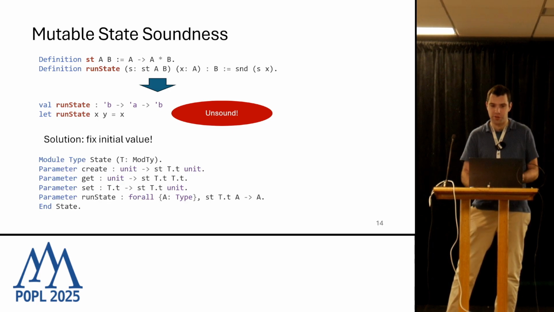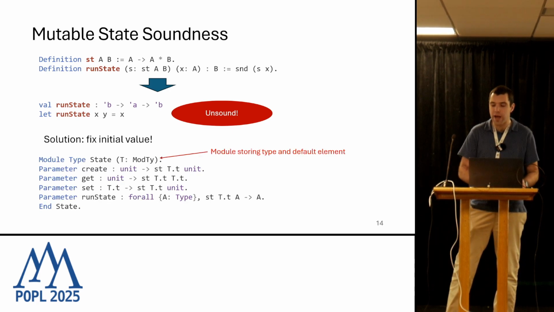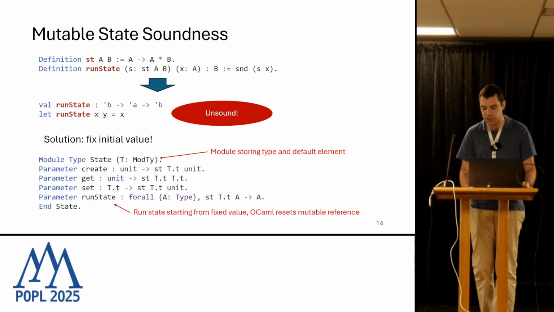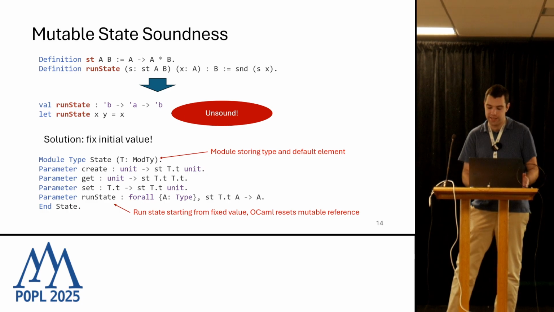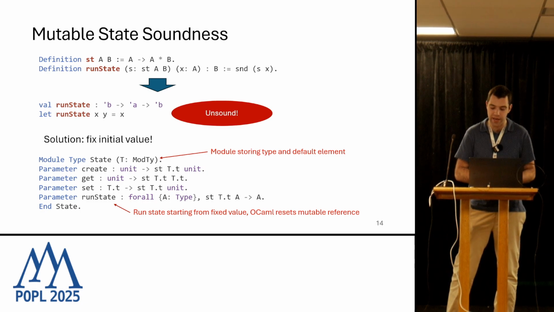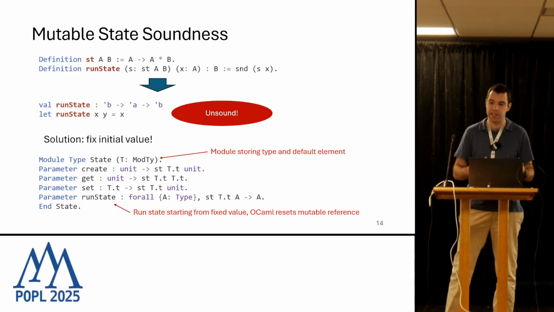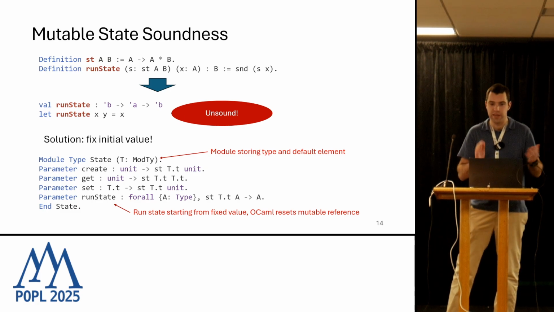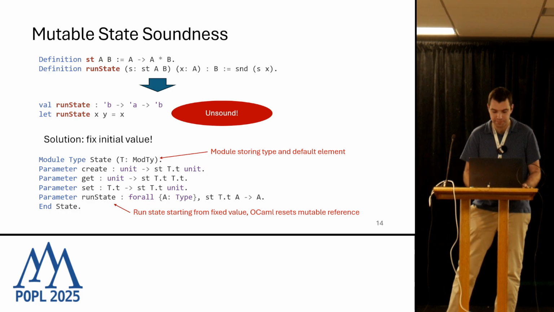So a solution to this is, well, we can just fix the initial value. So our state module that I mentioned before is parameterized by this module type that includes both the type of the state we want, as well as the initial value or the default element. And then our run state function that we provide does not take in an initial state. It runs it starting from that fixed initial state. And in OCaml, we implement this by resetting the mutable reference to that initial value. So we can rerun the stateful computation as many times as we want in Coq or in OCaml, but either way, it's always going to start from the same value.